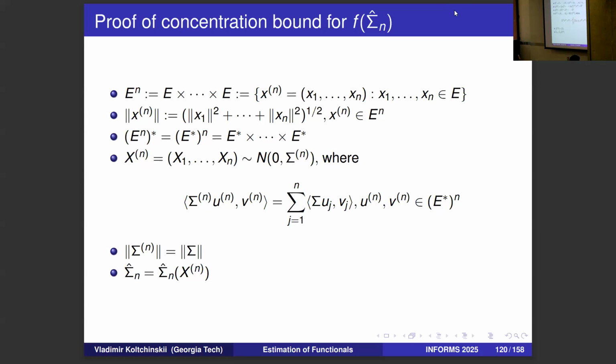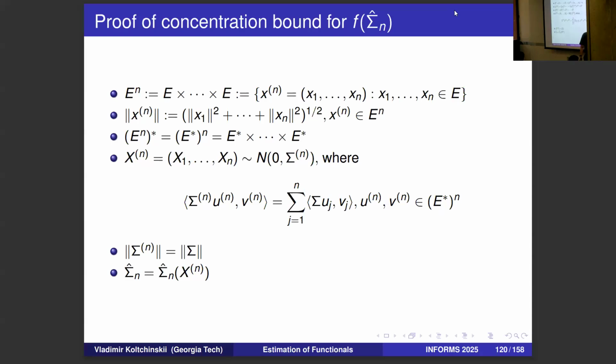Now each sigma, for instance this sigma, acts from E star into E. And then the next sigma that will be here also acts from E star into E, but these are different copies of these spaces. Then we create this block matrix, and this will be sigma n, essentially. The bilinear form can be written this way. From this it's immediate to see that the operator norm of sigma n is the same as the operator norm of sigma. Not different, it's the same.